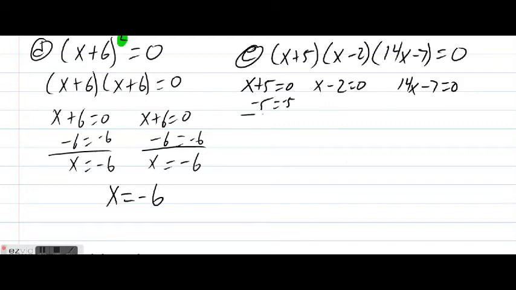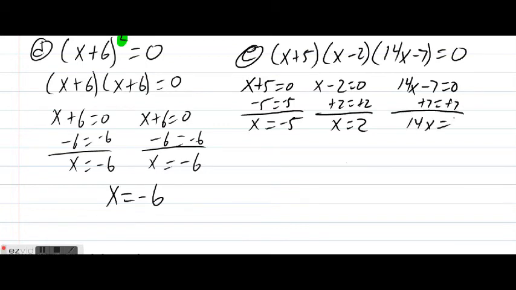Subtract 5. So x equals negative 5. Add 2. x equals positive 2. Add 7. 14x equals 7. Divide by 14. X equals 1/2. How many of you guys did I catch putting 2?